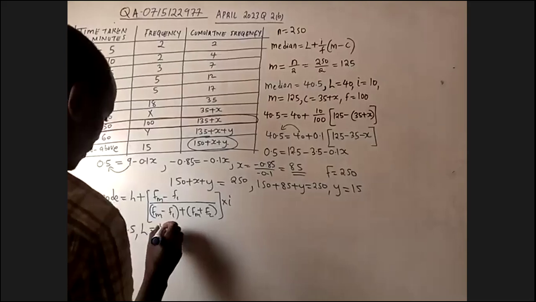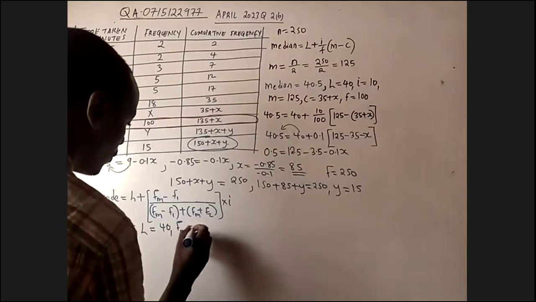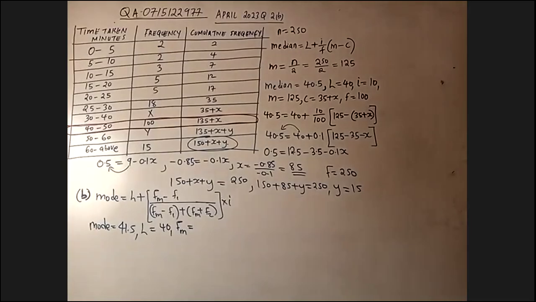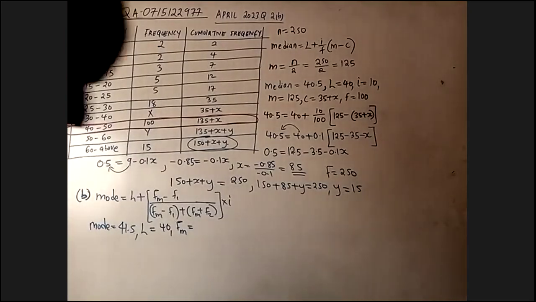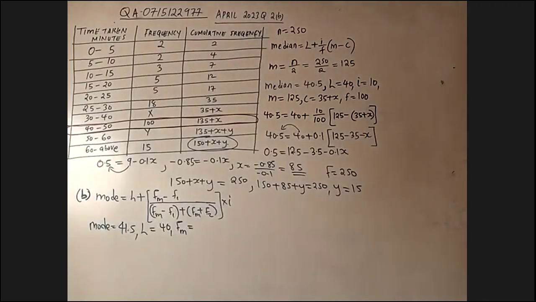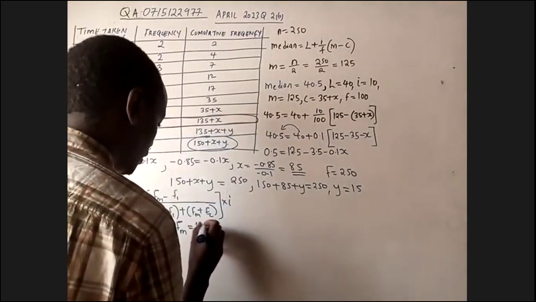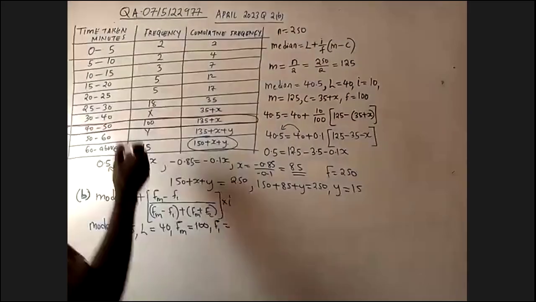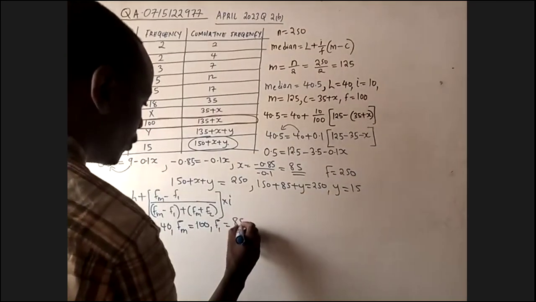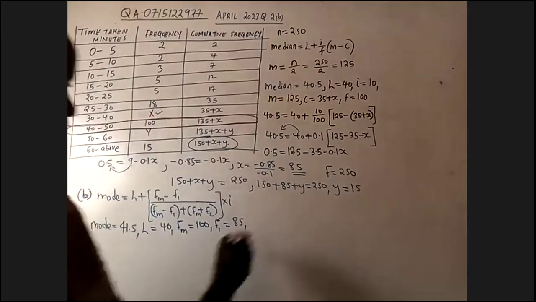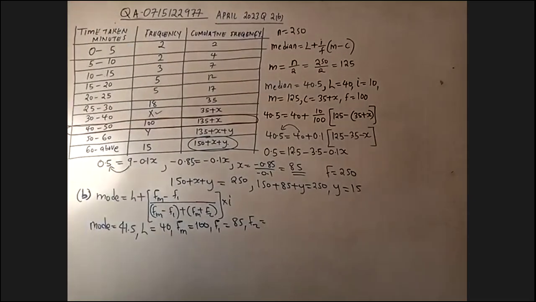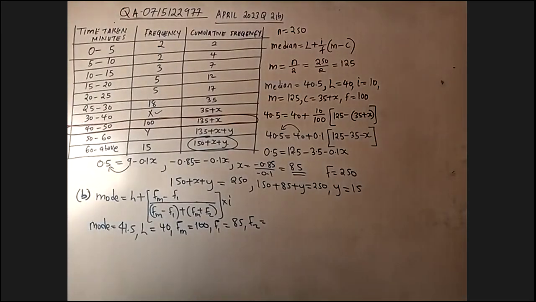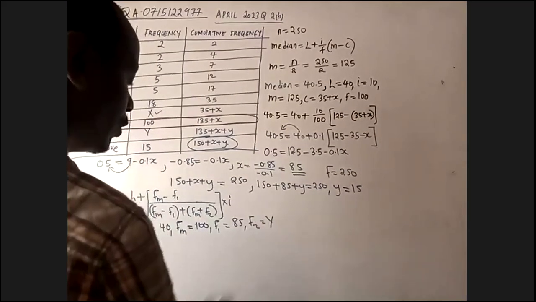FM. What is our frequency FM? 100. Yes, 100. F1, the one below: 85. The one above: 85, which is what we found for x. F2, the one below, which is y. Now, let us input that into our formula.